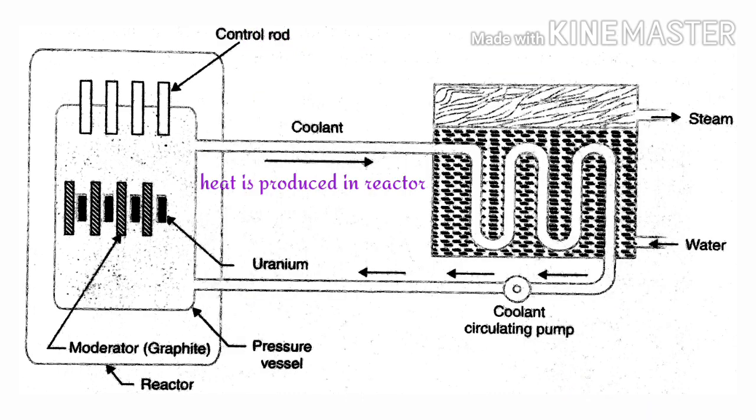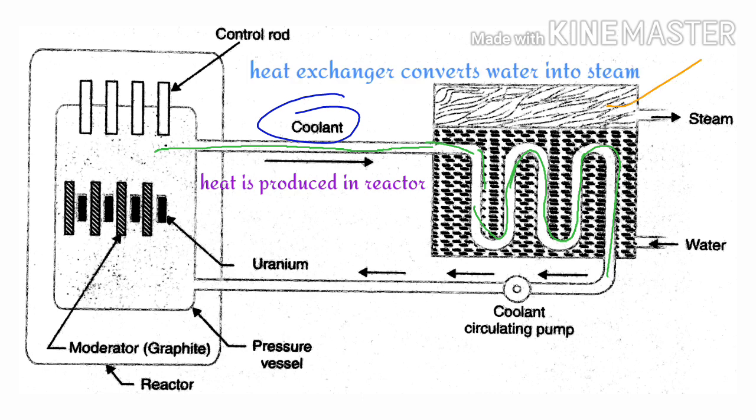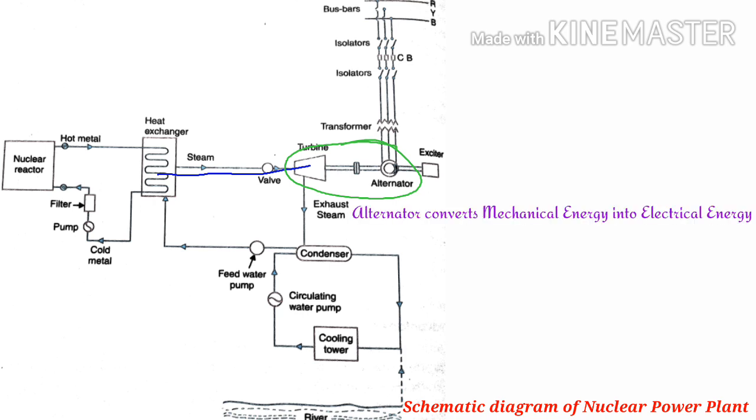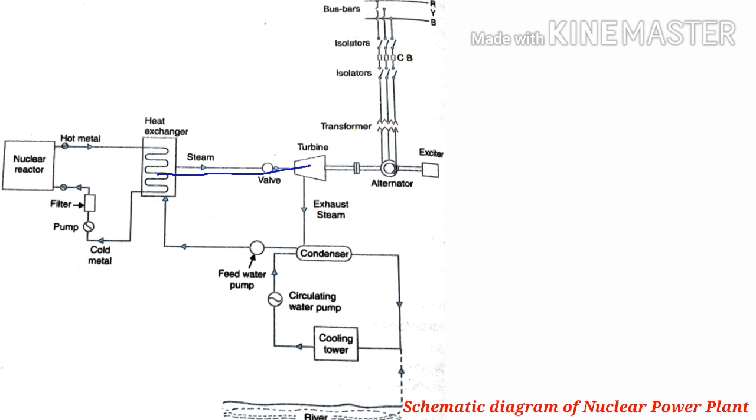See, when heat is produced in the reactor, it is removed by coolant which carries heat to the heat exchanger, and in the heat exchanger, when the coolant gives up heat, it is utilized to convert water into steam. Now this steam from the heat exchanger is passed to the steam turbine, which causes the turbine blades to rotate. As this steam turbine is coupled to an alternator, when the turbine rotates, the alternator converts mechanical energy into electrical energy. Now this output from the alternator, which is electrical energy, is delivered to the busbar through a transformer and it is transmitted.